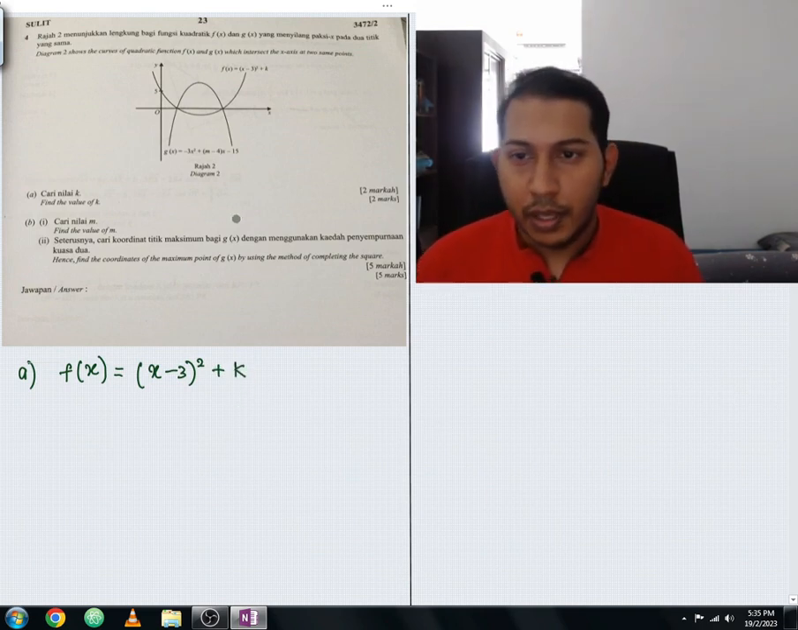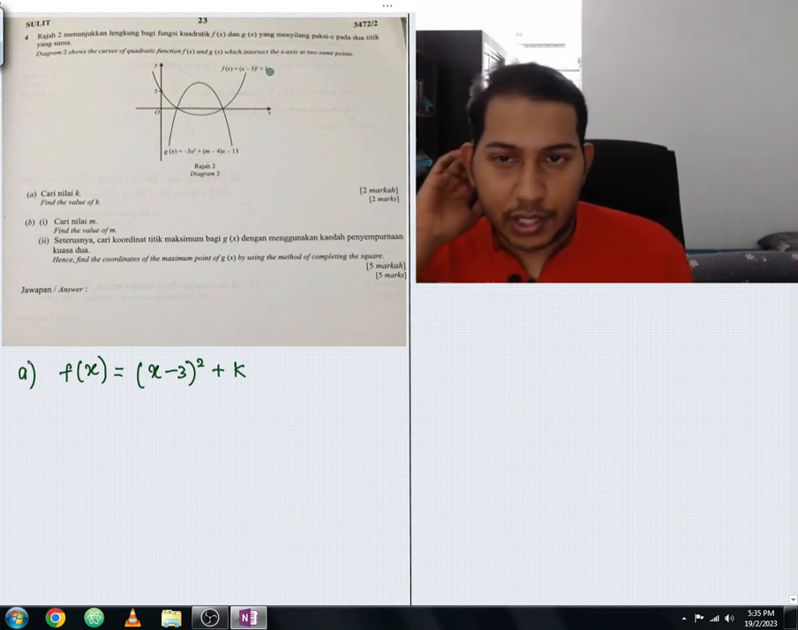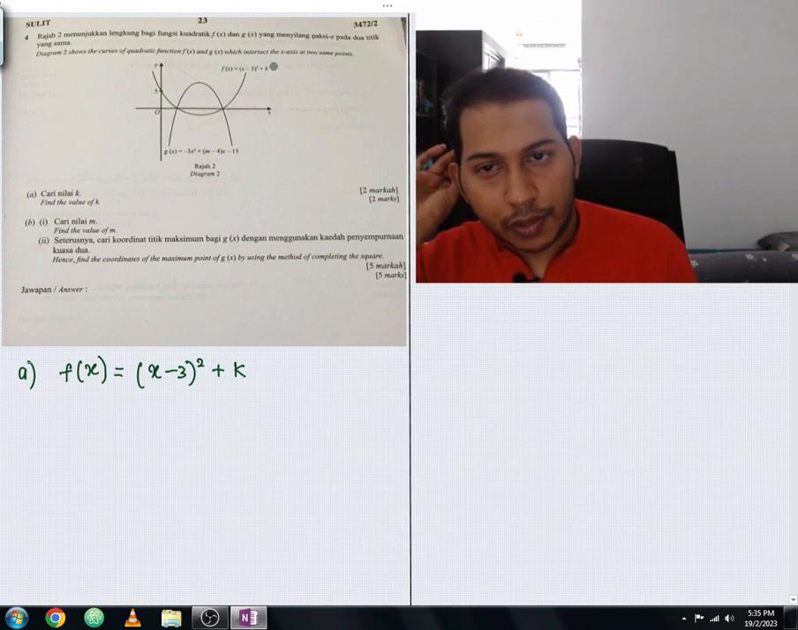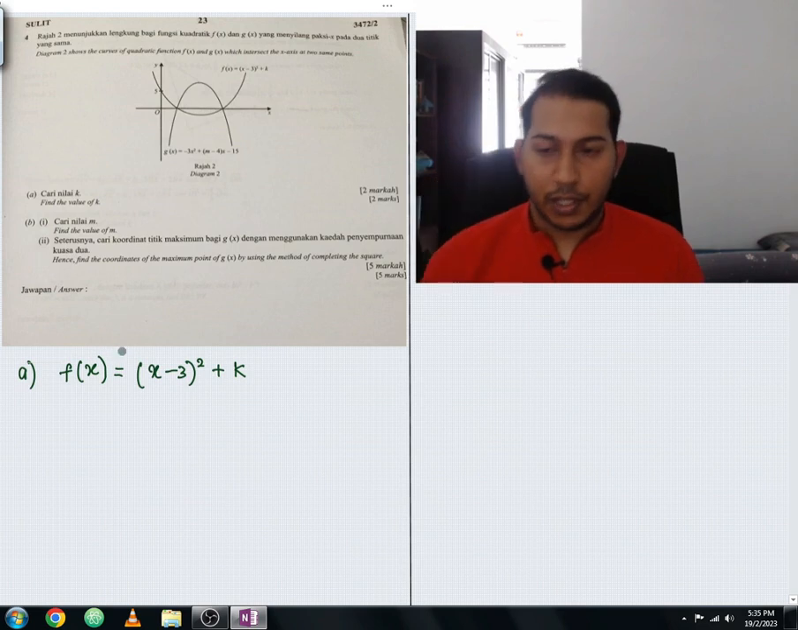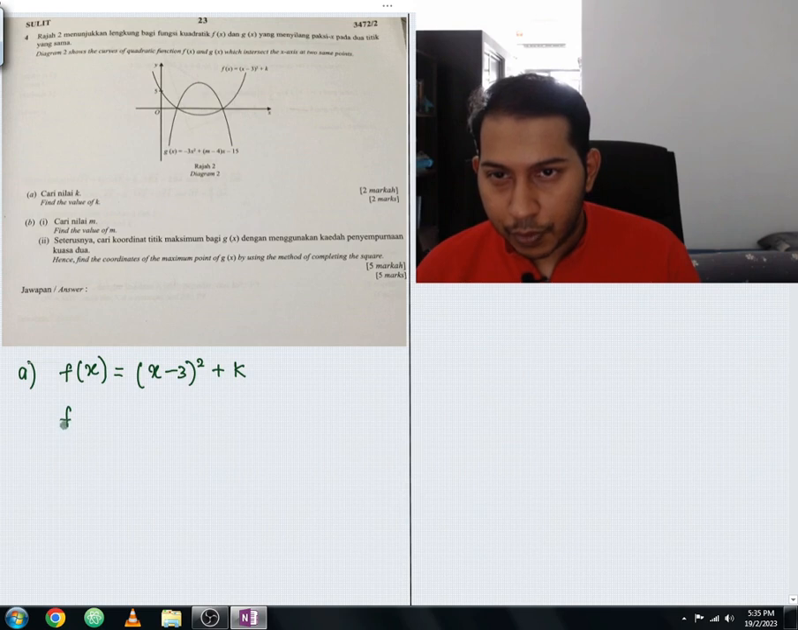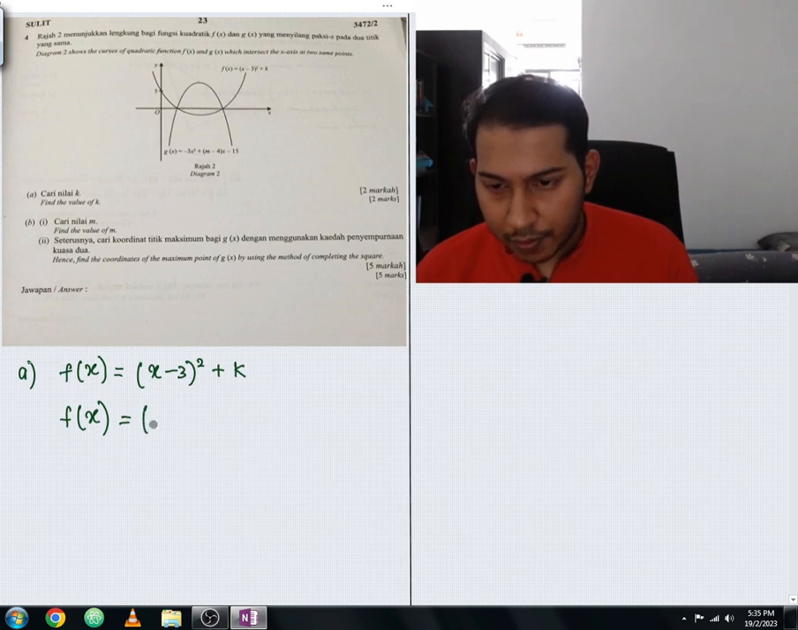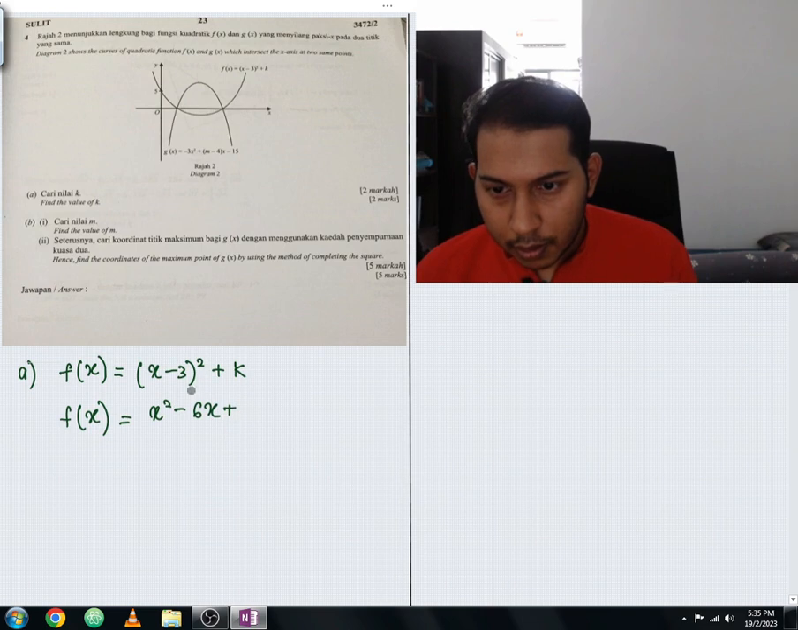In order to find the value of k is actually very simple, guys. The first step is we need to expand the whole f(x) equation. So let us expand the whole f(x) equation. When we expand it, you get x² − 6x + 9 + k.